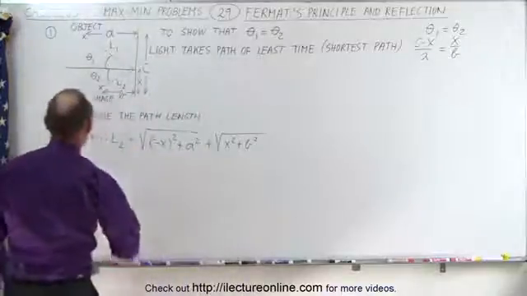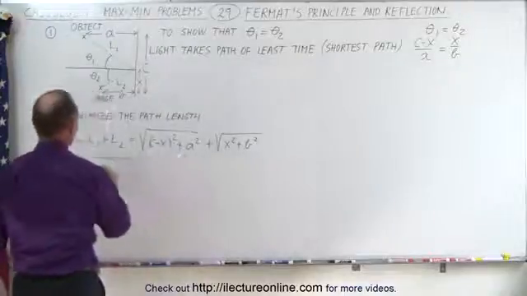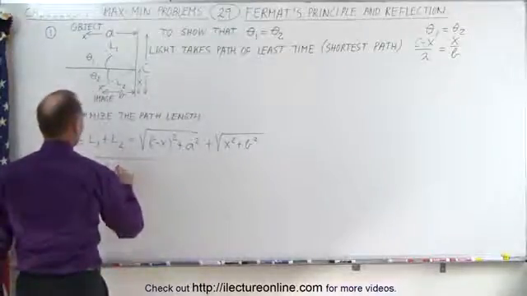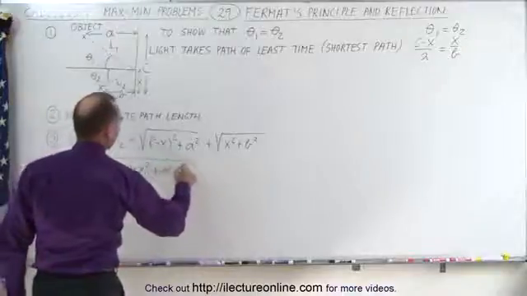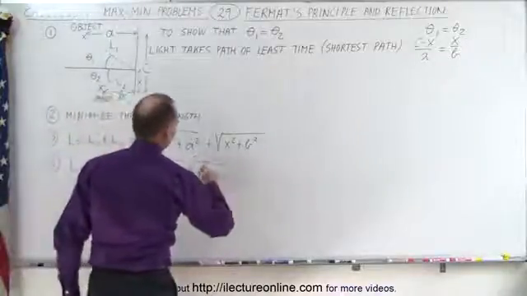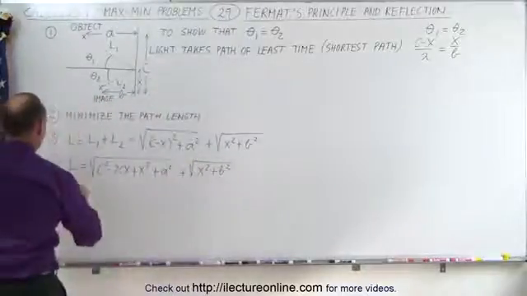Okay. All right, so L is equal to the square root of, so this becomes c squared minus 2cx plus x squared plus a squared, plus the square root of x squared plus b squared. I think that's better to work like that. And now we're going to take the derivative.